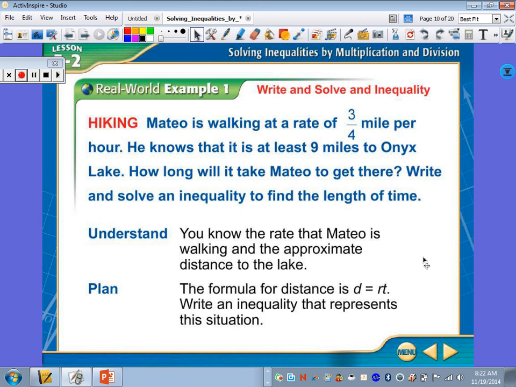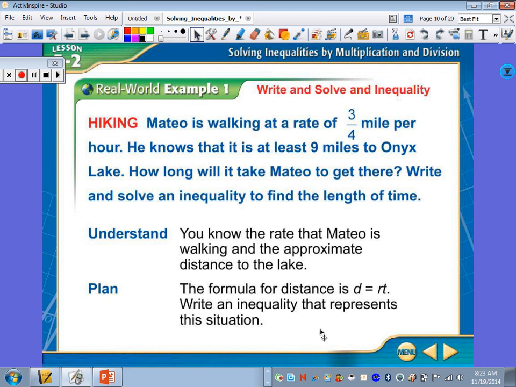Okay, so here's our first problem. Mateo is walking at a rate of 3/4 of a mile per hour. He knows that it is at least 9 miles to Onk's Lake. How long will it take Mateo to get there? Write and solve an inequality to find the length of time. So what do you understand? You know the rate that Mateo is walking, 3/4 of a mile, and the approximate distance to the lake, at least 9 miles, okay?